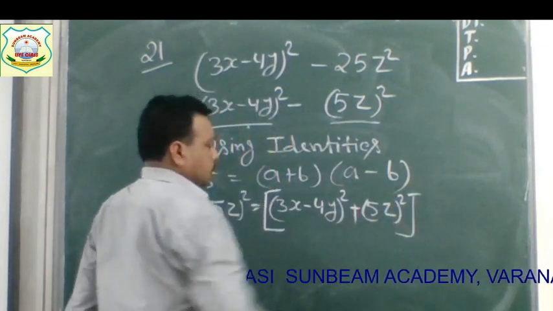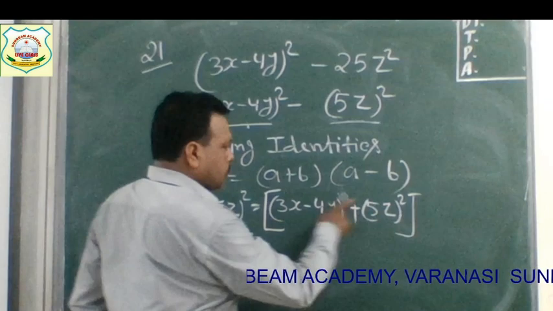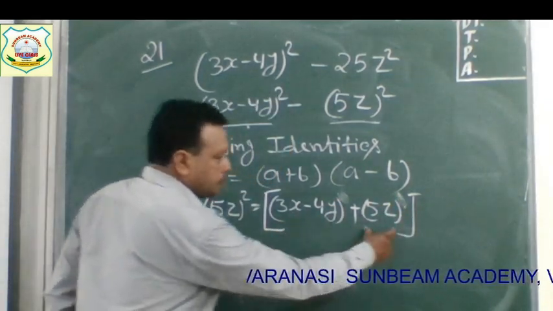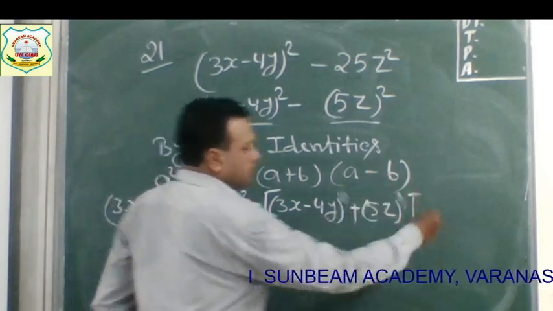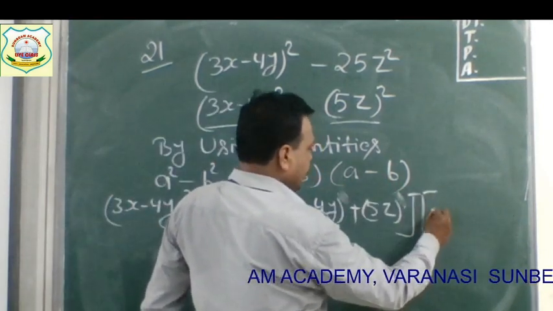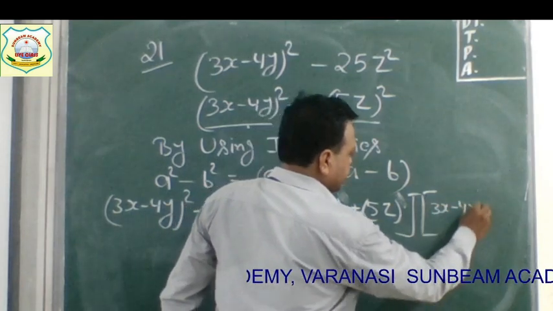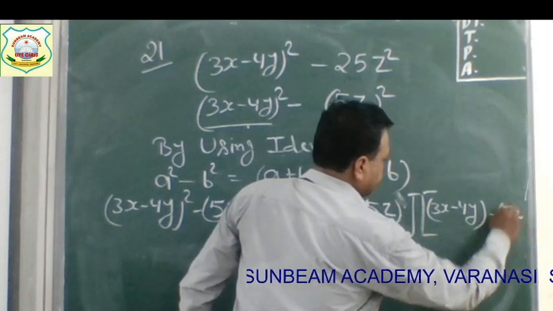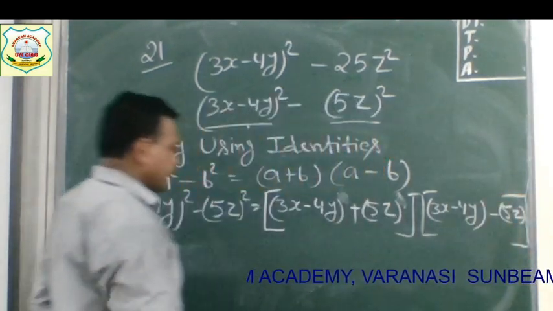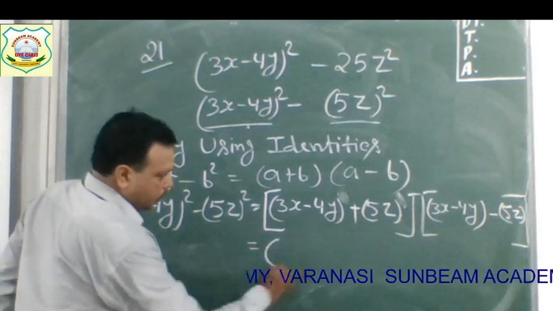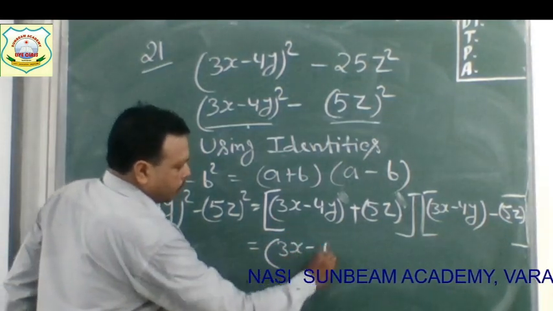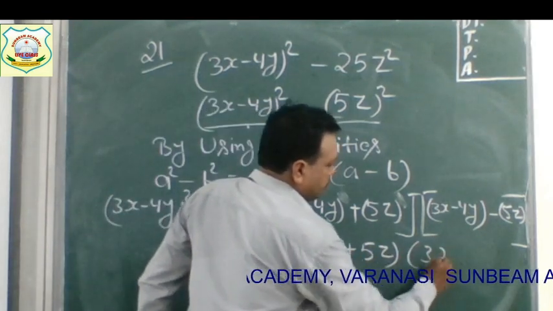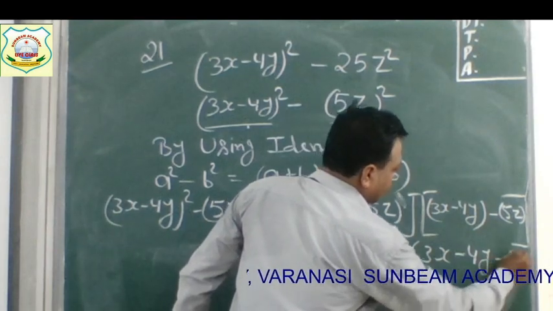Similarly, how will we write, students? Sorry, this is not squared again because it is already given in square. So we will write a plus b, then a minus b. So a is 3x minus 4y, minus b is 5z. Now continue, students: open the bracket, 3x minus 4y plus 5z, and here 3x minus 4y minus 5z.